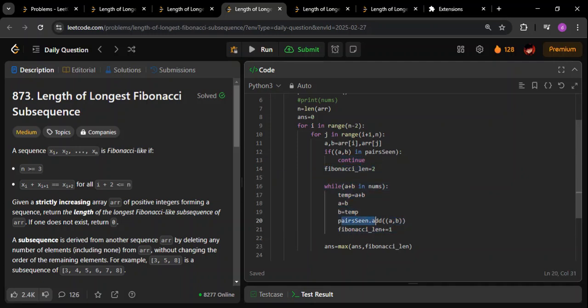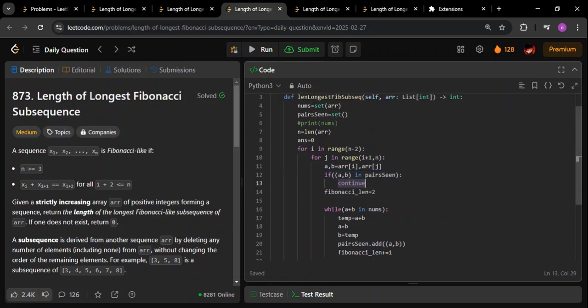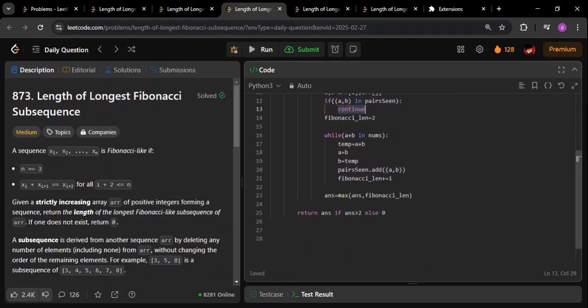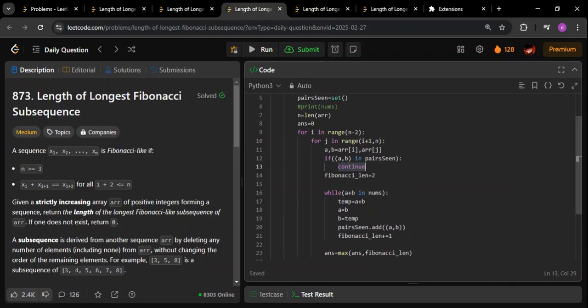That's why whichever pairs we already explored, we are putting them in the set, and this ensures that the pair is not explored again. That is the first optimization that we are doing. I will show the output for this, but before that, let me show the second optimization also.